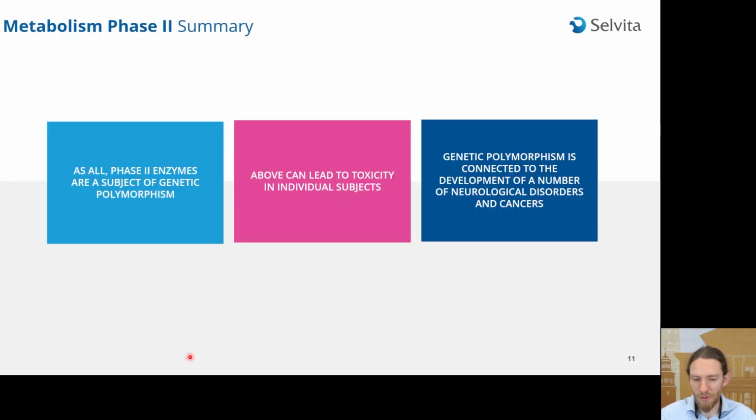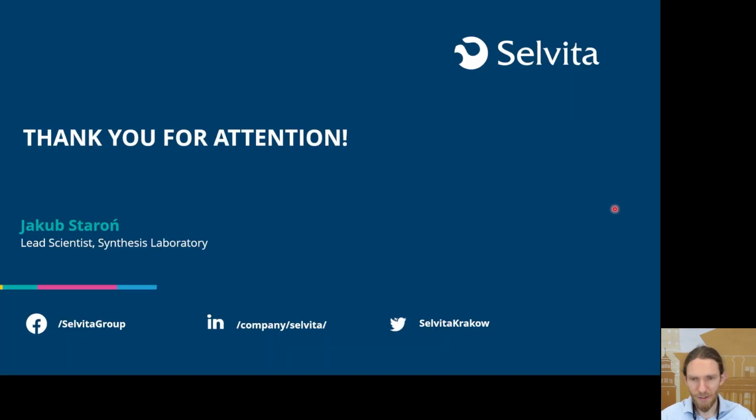And so polymorphism of enzymes between humans was found as a phenomenon through isoniazid. This genetic polymorphism was also connected to a number of neurological disorders and even cancers. It is a very serious aspect of drug design and development that should be taken into consideration during any drug development.